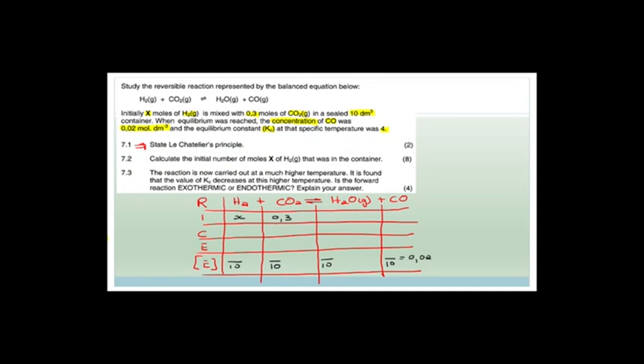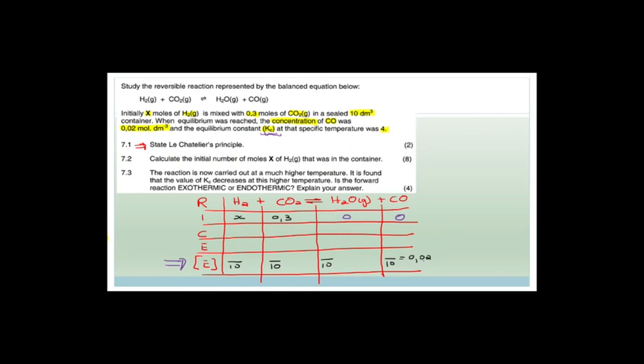So right, now this is all the information that's been given to us. Now we're going to use that information to find the rest of this line here, and plug it into our mass expression to get our Kc of 4 and solve for X. Do you agree that they don't mention anything about water vapor or carbon monoxide in the original sealed container? So we can assume, therefore, that we had zero of that. Otherwise, they would have told us.